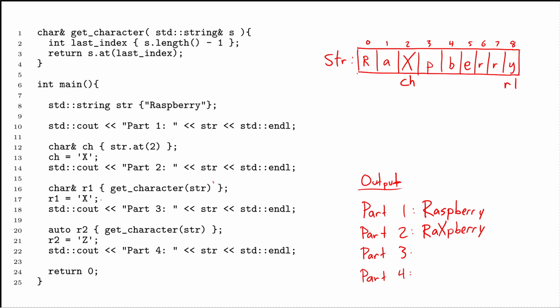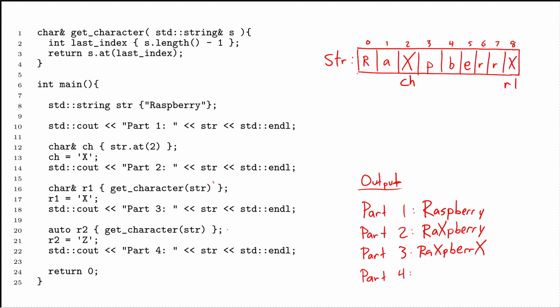So I then write R1 equals X, and so I go to R1, that's this character here, and I set this to be X. Now, when you're diagramming this out, you might find it a little bit more helpful to use the more verbose notation that I use for references between functions. So R1 is a character, but it's a reference, and it refers to this. You could also do that, as long as you keep in mind that when I use R1, it is no different than when I'm using this position here. But I'm going to stick with the more compact notation that I've been using. Okay, so I'm now at part 3, so I print this out, raXpberrX, and now I get to part 4.